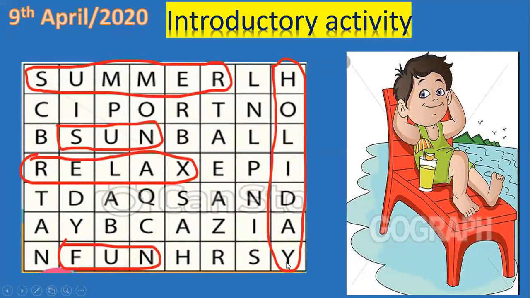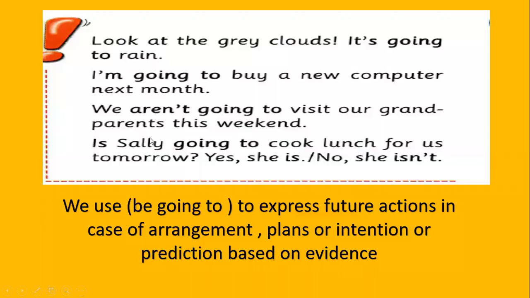Summer, holiday, sun, relax. Of course, there is bowl here, and fun. So these words again: summer, sun, relax. You can relax by the sea. Fun, holiday, bowl, and sun. So these are different words that we can do in summer.